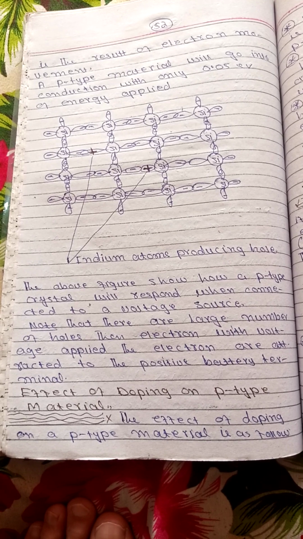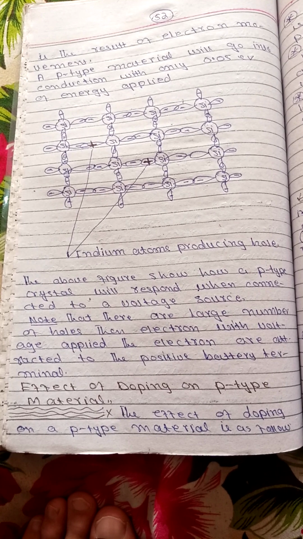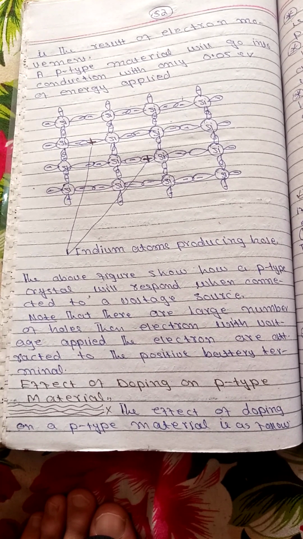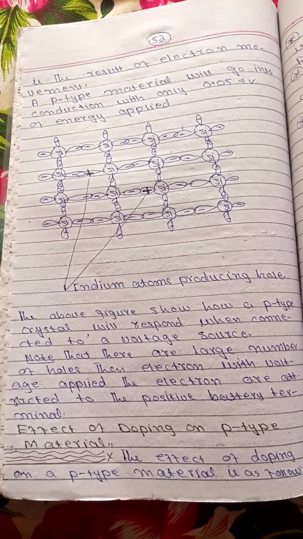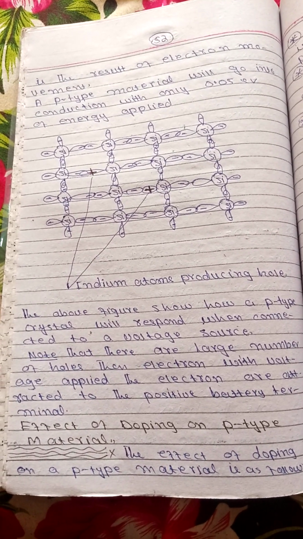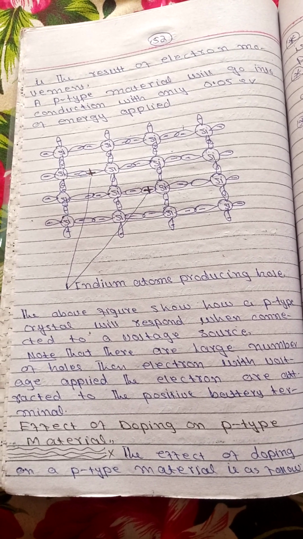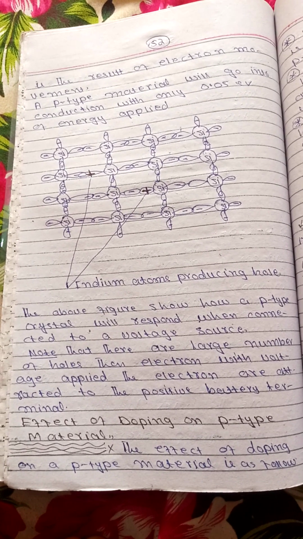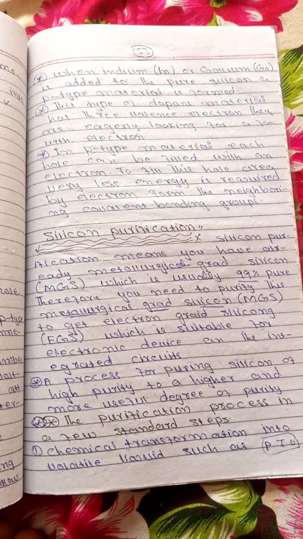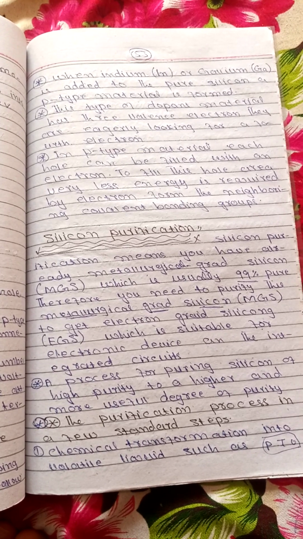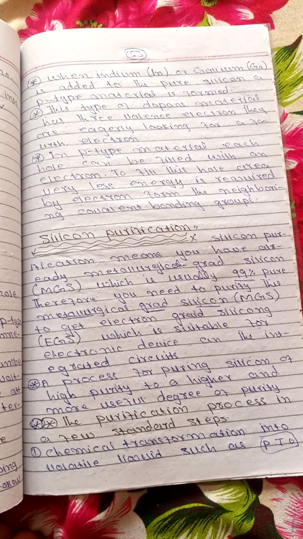ये डायग्राम में देख सकता है, इंडियम एटम्स producing holes. The above figure shows how a p-type crystal will respond when connected to a voltage source. Note that there are a large number of holes, and electrons move when voltage is applied. The electrons are attracted to the positive battery terminal. Effect of doping on p-type material. When indium or gallium is added to pure silicon, a p-type material is formed. This type of dopant material has 3 valence electrons.